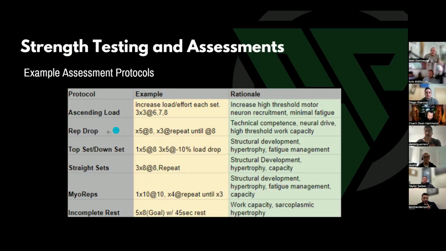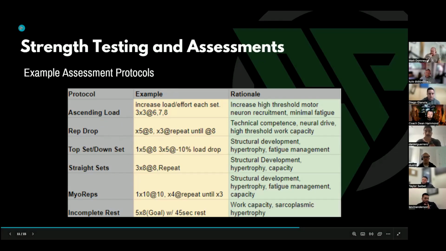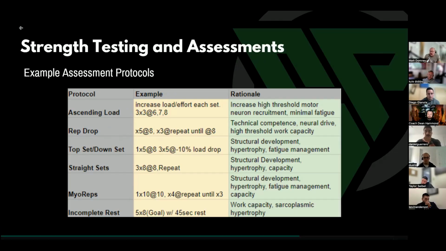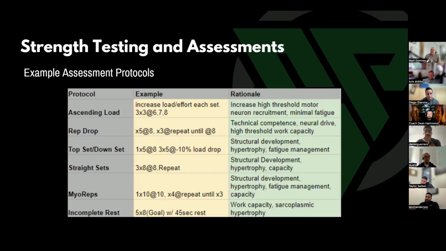I shouldn't have put it here. I should have put this towards the very end because it is the most fatiguing movement protocol that exists. When I'm doing something like that with somebody, I'm not necessarily expecting them to progress load week to week. I'm going to be expecting them to progress technical competence week to week, because that one is very hard. It's probably the most fatigue-generating protocol out of all of them.